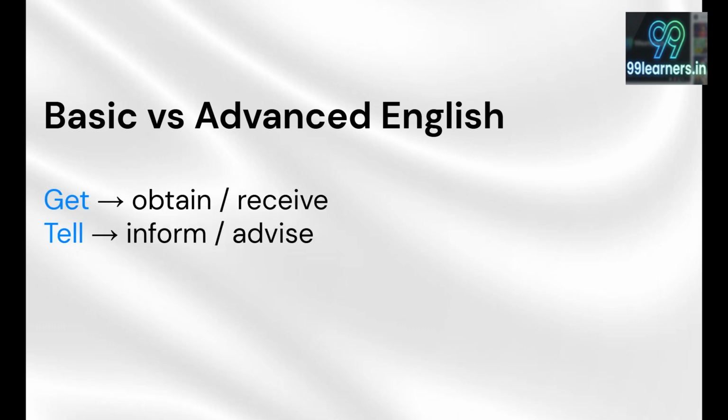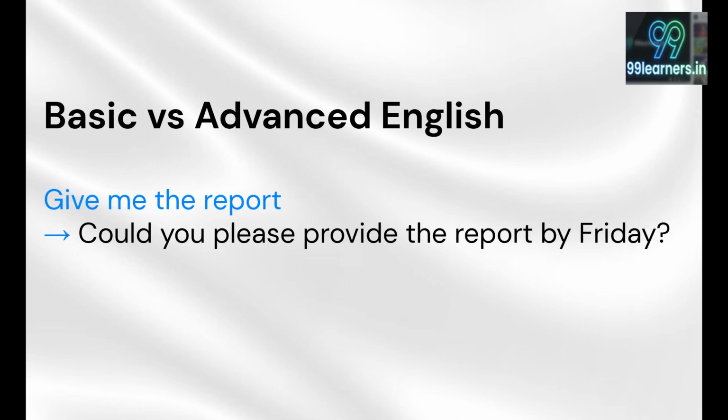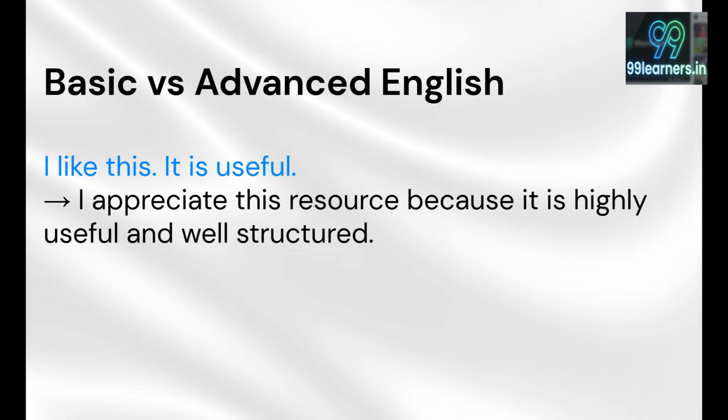You can upgrade basic sentences in 3 simple steps. 1. Replace general words with precise ones. Get, obtain, or receive. Tell, inform, or advise. 2. Add a polite or formal frame for requests. Give me the report. Could you please provide the report by Friday? 3. Use connectors and variety. Basic: I like this. It is useful. Advanced: I appreciate this resource because it is highly useful and well structured.